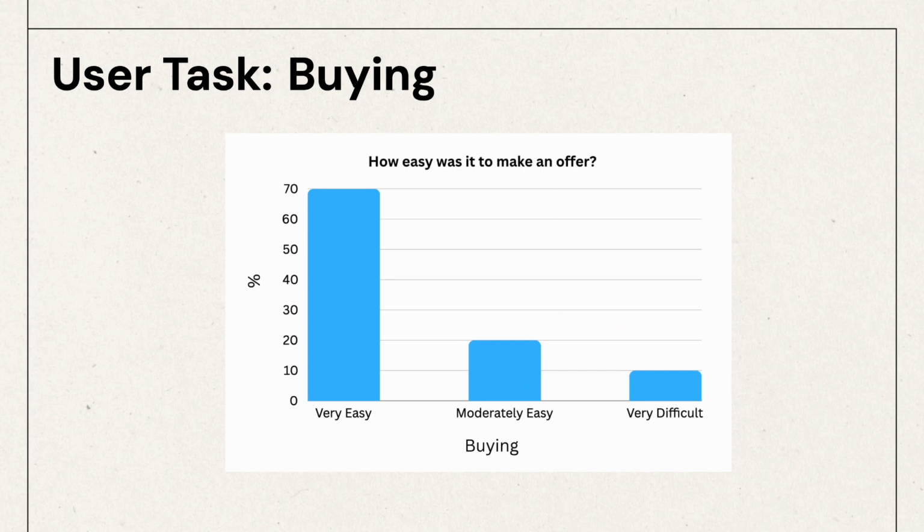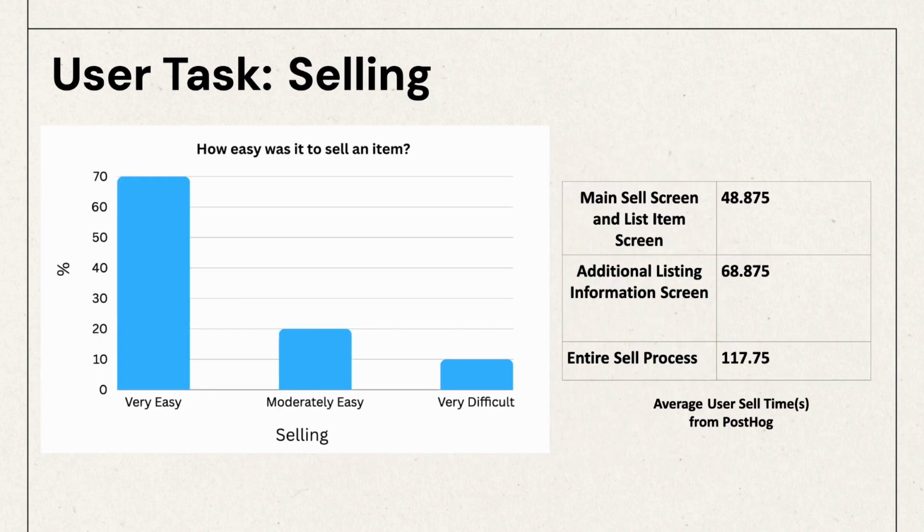Overall, 70% of users found the buying process to be very straightforward and were able to make offers on items. 70% of users also found selling to be very easy. On average, it took about 2 minutes for a person to create a listing and boost their listing. Users liked the auto-generated tags and thought they were accurate.